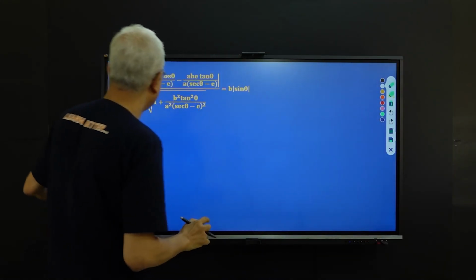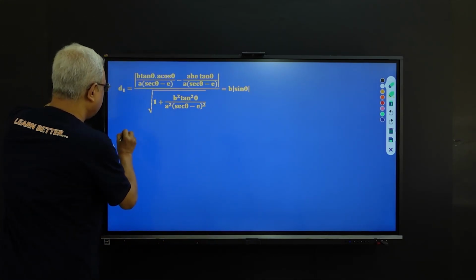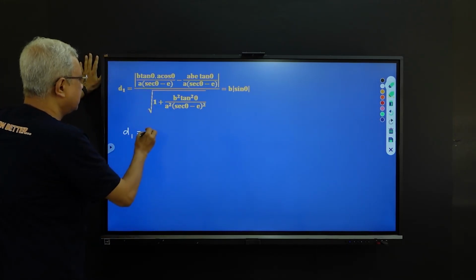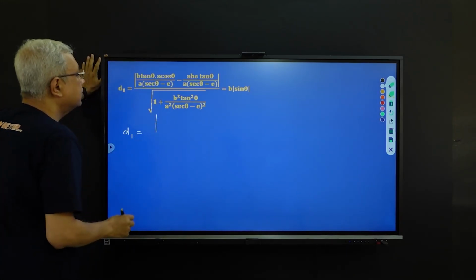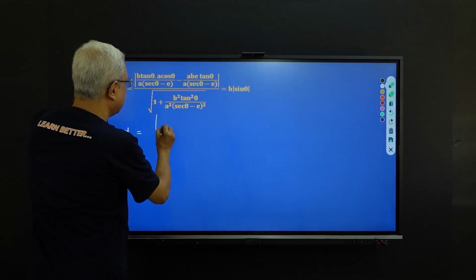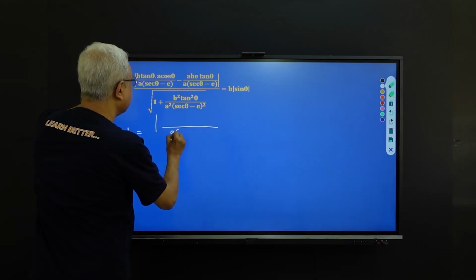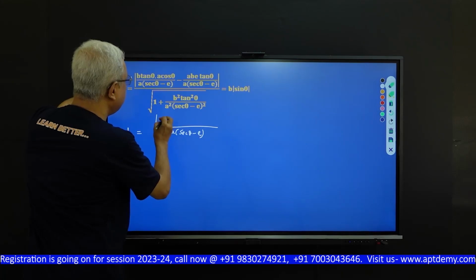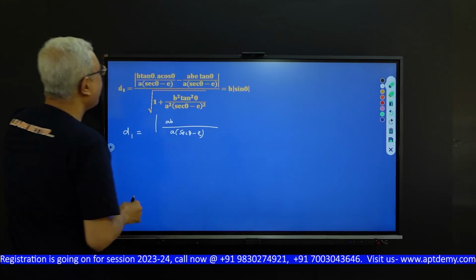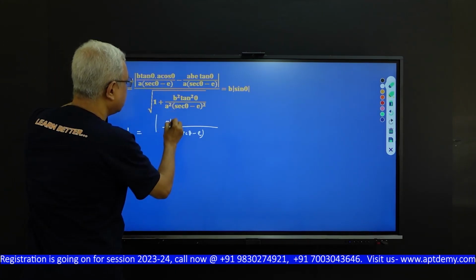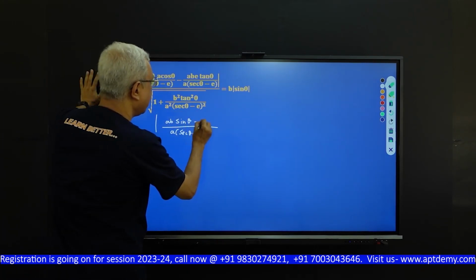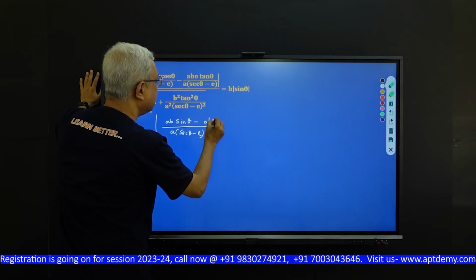Now let us try to simplify this. So d1 becomes, mod, here it is a sec theta minus e. In the top it is ab tan theta into cos theta, which is ab sin theta, minus abe tan theta.